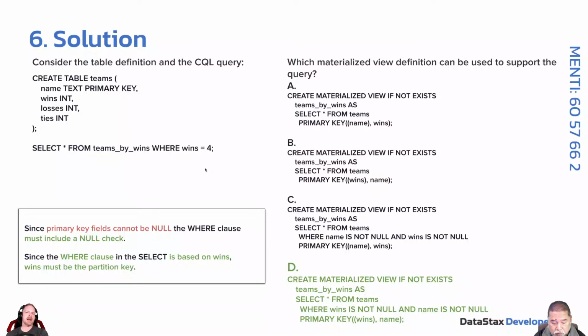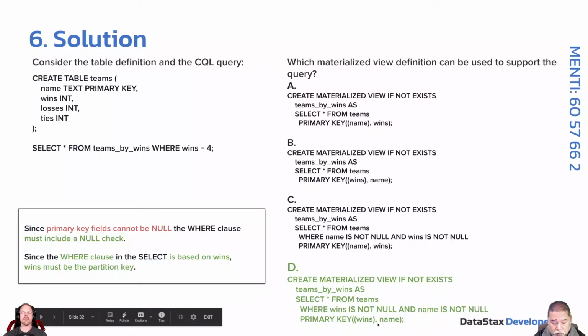I have a different key that I want to look by. One way to potentially achieve that is, again, with a materialized view. What's key here, though, is that I'm looking to key off of wins. So notice the ordering here. The ordering would matter. If name was my partition key, that's not going to get me what I'm looking for here. So in this case, that is why answer D is, in fact, correct.